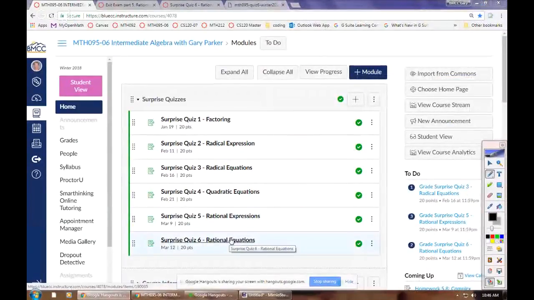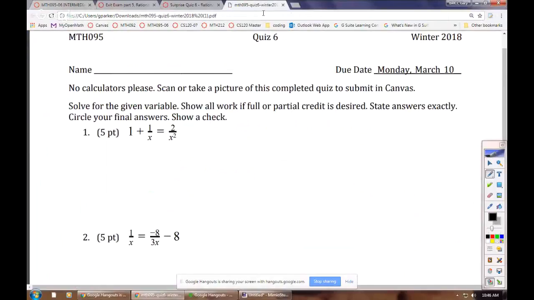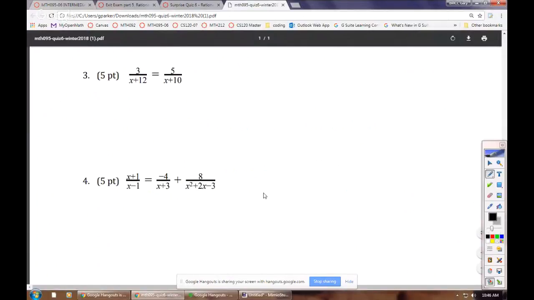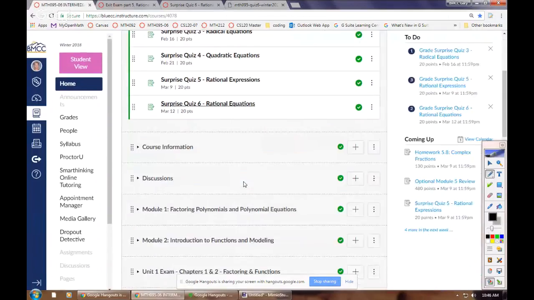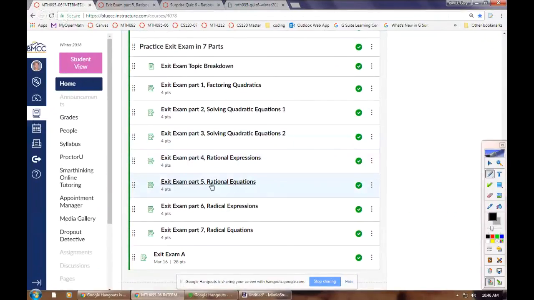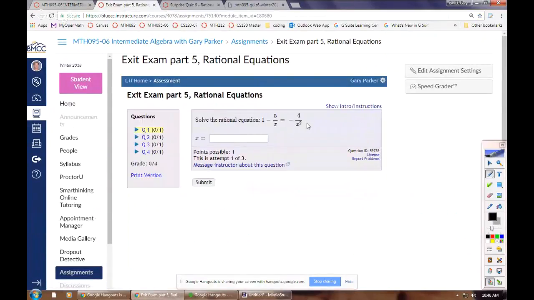So quiz 6 is about rational equations, and you have a few equations, all with variables in the denominator, that you need to solve. Now this is the same kind of stuff that you're going to see on your final exam, which is part 5 of the exit exam. And so I grabbed a few of these problems to take a look at with you.